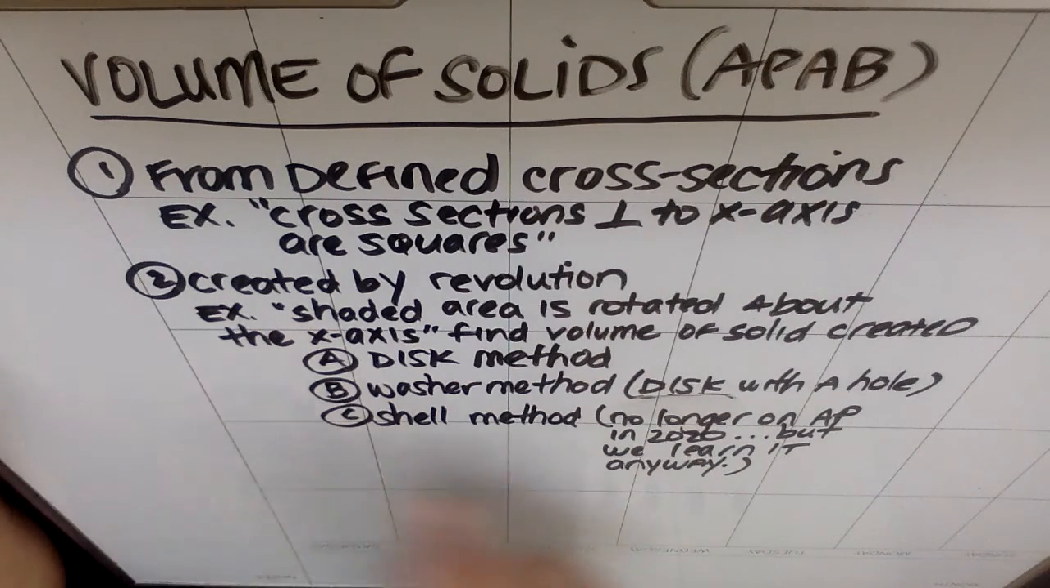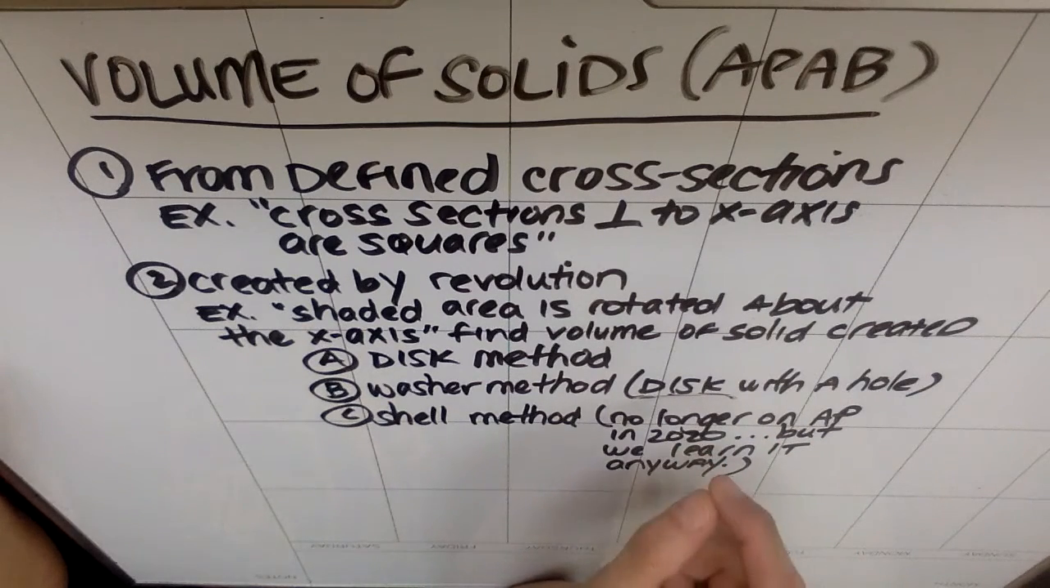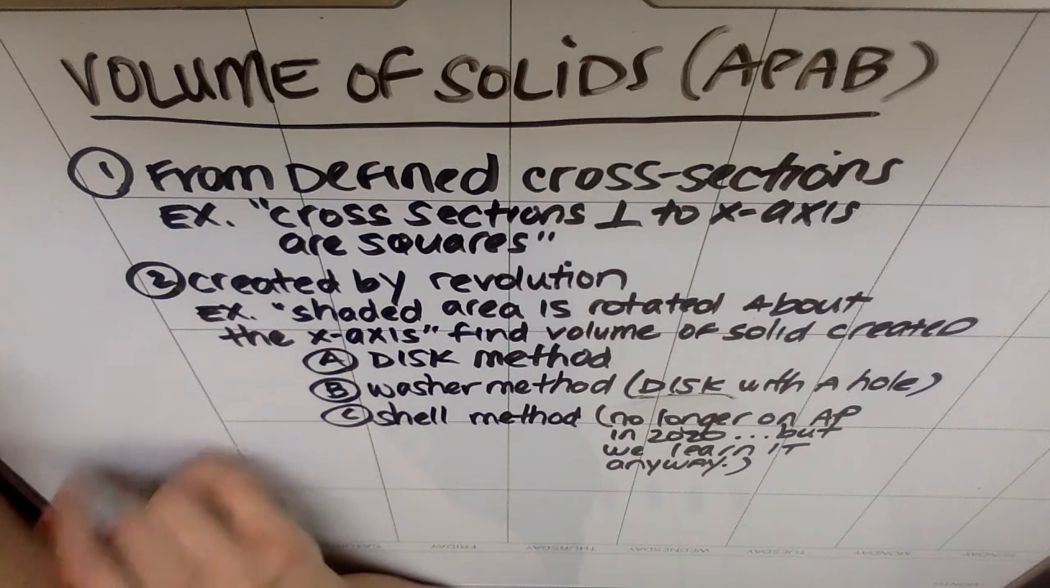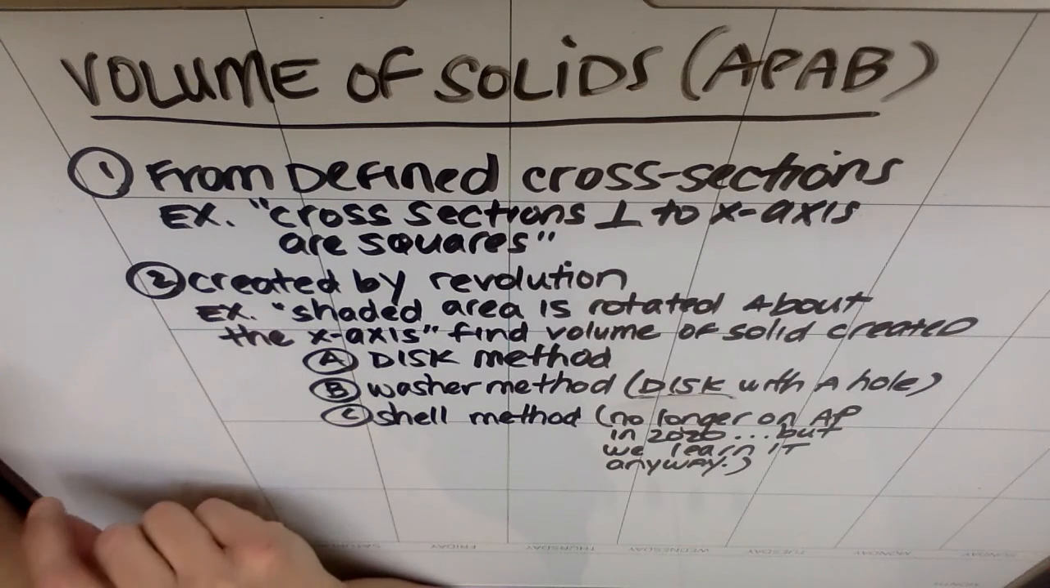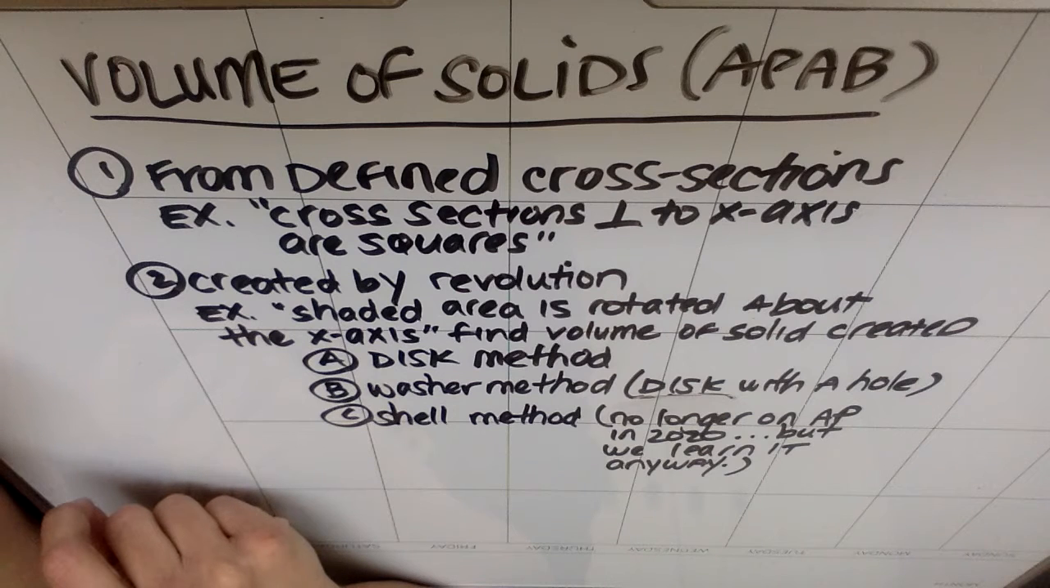The washer method, which is essentially just a disk with a hole. So if you understand the disk method, you'll be able to do the washer method. And then thirdly, the shell method. Now, the shell method is no longer featured on the AP exam in 2020, but we're going to learn it anyway for a number of reasons.